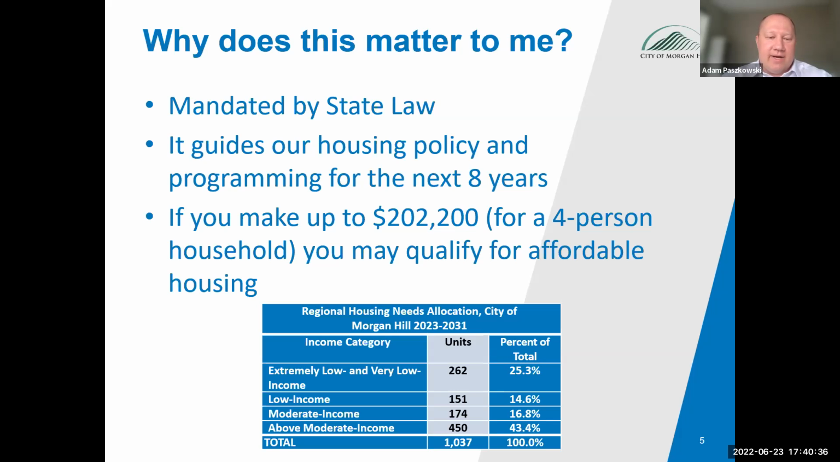And then the table on the bottom here is that regional housing needs allocation. So it's the number of housing units that must be built within Morgan Hill in the next 8 years. So the total here is 1,037 housing units that must be built in the next 8 years.